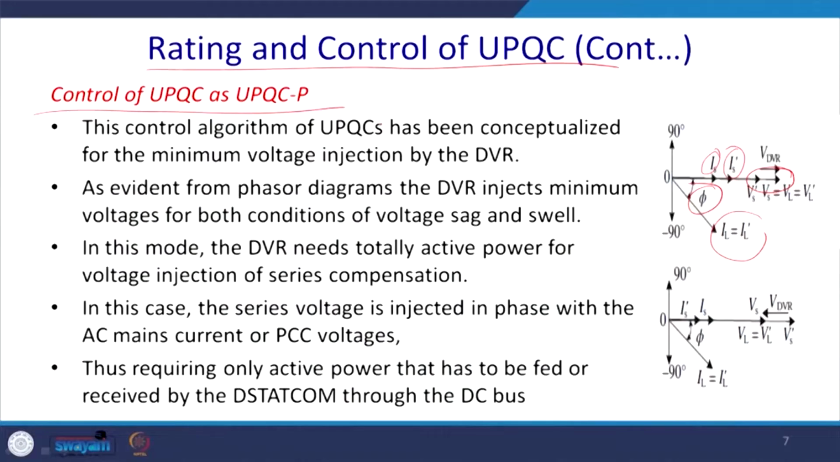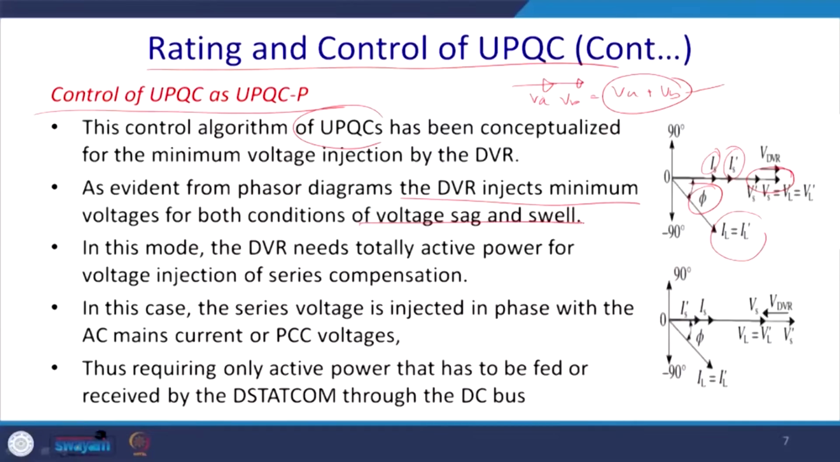This UPQC algorithm has been conceptualized for the minimum voltage injection, because once you inject a voltage in phase, maximum force injection will take place. So, of course, you have VA and VB, and the resultant is VA plus VB when you inject in phase, and that is the maximum you can achieve. As is evident from the phasor diagram, the DVR injects the minimum voltage. Thus, the rating of these devices is required to be low, that is one of the major advantages of it.